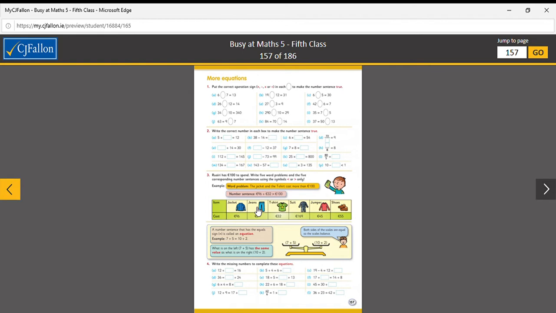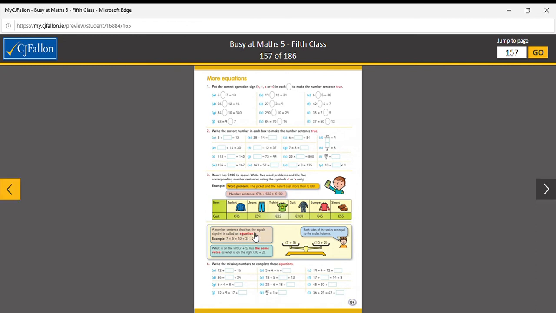So you'll be making up your own ones there. So you could do something like the suit and the shoes cost more than €200, and you'll be writing it in numerals like this.